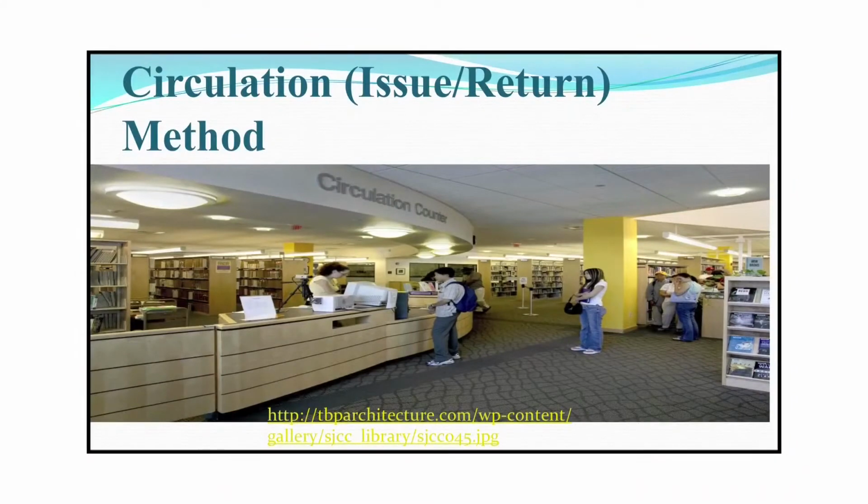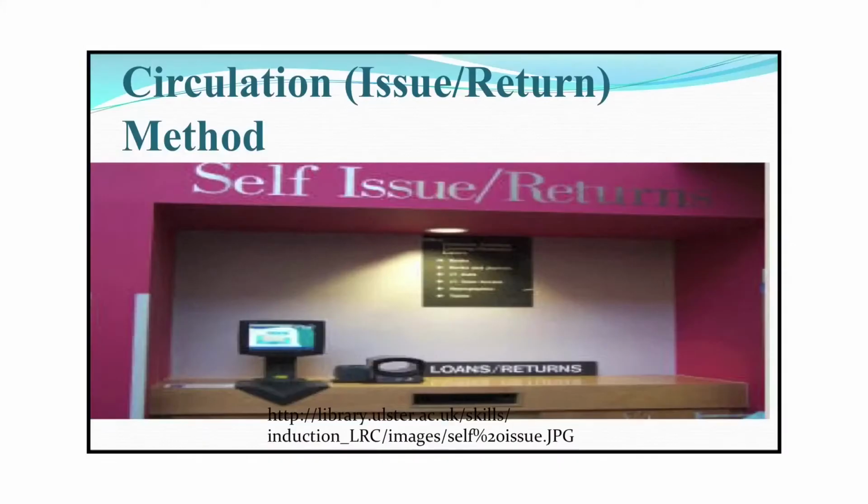For example, at the circulation system, when books are issued and returned to the users, the library should ensure that there are no queues. So for that, some of the libraries have introduced self-issue return counters where users can walk in and they can by themselves issue and return the books. This way their precious time is saved.